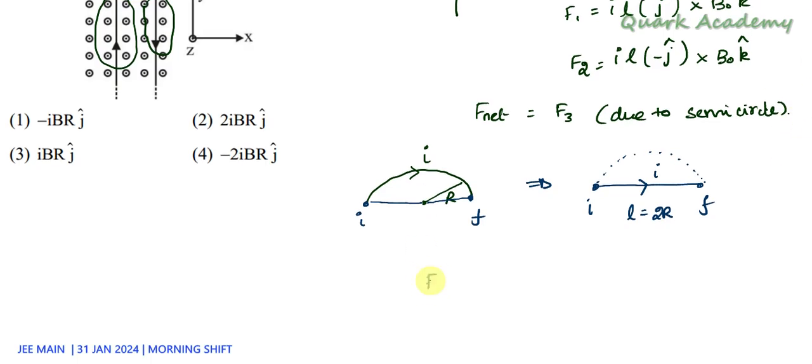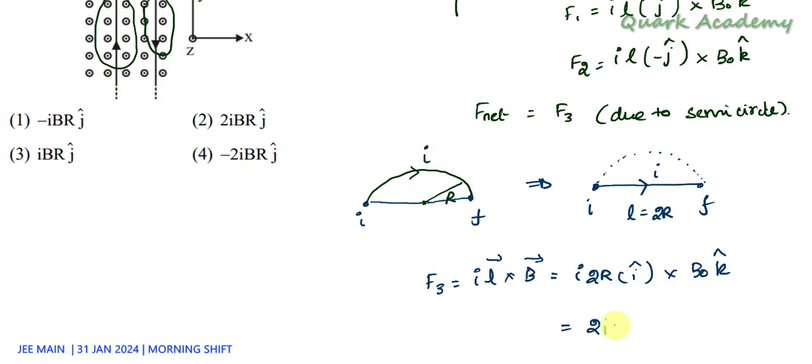So let's find the force F3. I L vector cross B vector. Current I, instead of L it is 2R, and the direction is X cap, which means I cap I have to write, and B0 K cap. I cap cross K cap will be negative J cap. So I'll get 2 I B0 R negative J cap. Yes, the fourth option is the correct answer.